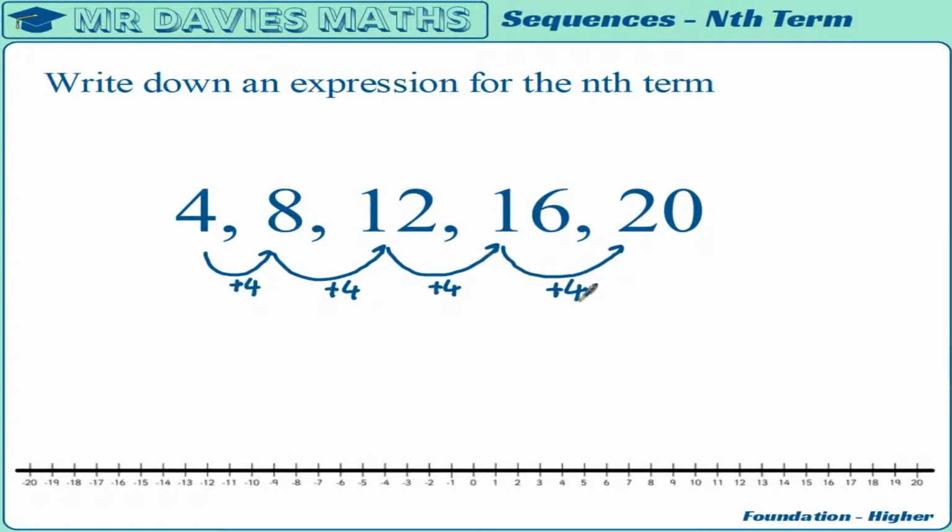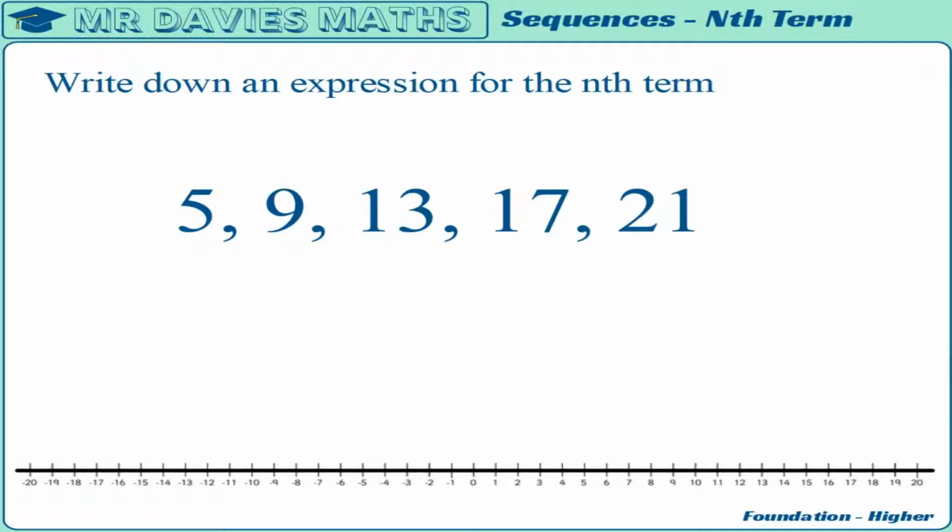Now, to be honest, any sequence that goes up in 4s we call the 4 times table. Rather than write the words 4 times table out, we're going to write down 4n. That's a quick way of writing down the 4 times table. It just means that any number times by 4 will be in the 4 times table. And that would be the name of this sequence. That's the nth term for this sequence.